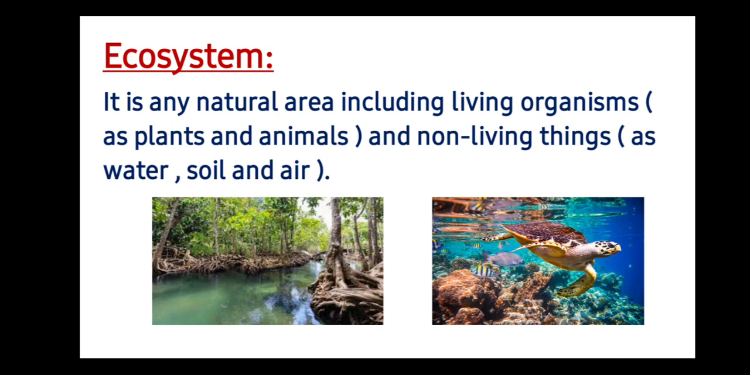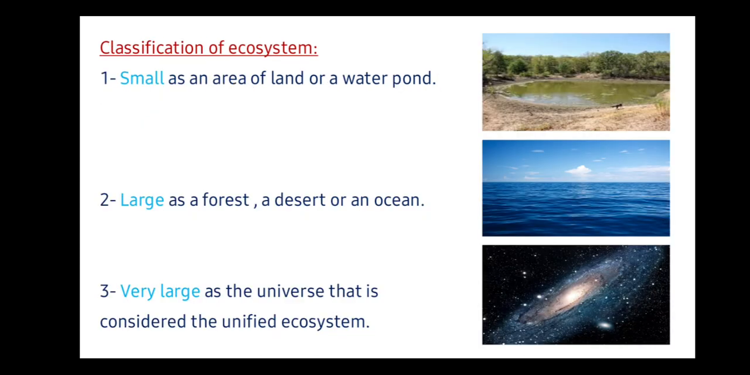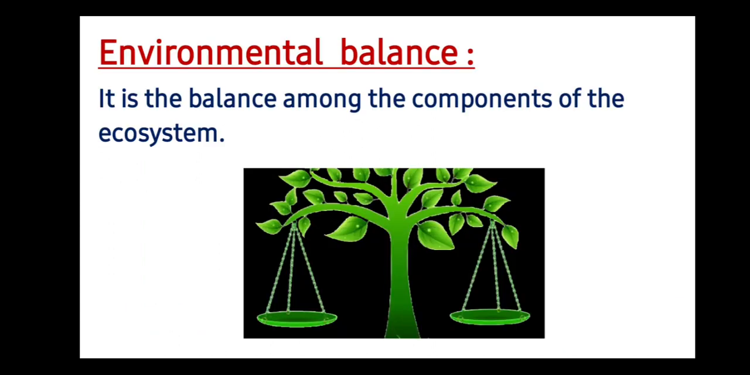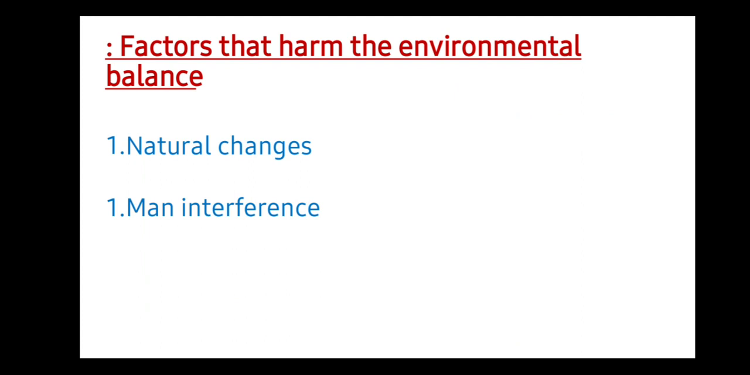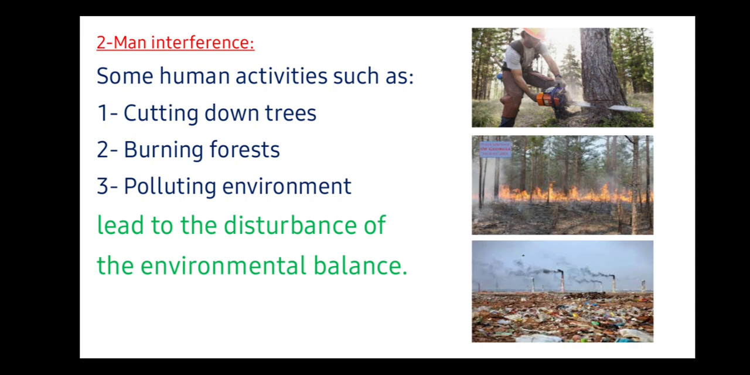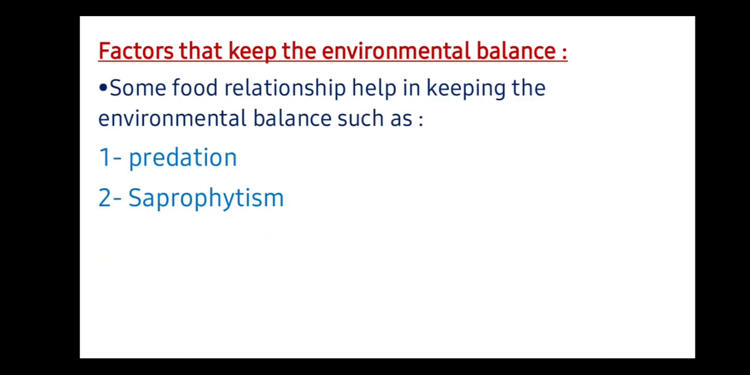Okay? What is the meaning of the ecosystem? Ecosystem is any natural area that consists of living organisms and non-living things. Living organisms like animals, plants, humans, and fungi, and non-living things like air, water, and soil. We have many types of ecosystems: small, large, very large. Environmental balance is the balance between the components of the ecosystem. Also we have factors that harm the environmental balance or affect it negatively, like natural changes and man interference or human activities. Factors that keep the environmental balance are like predation and saprophytism.